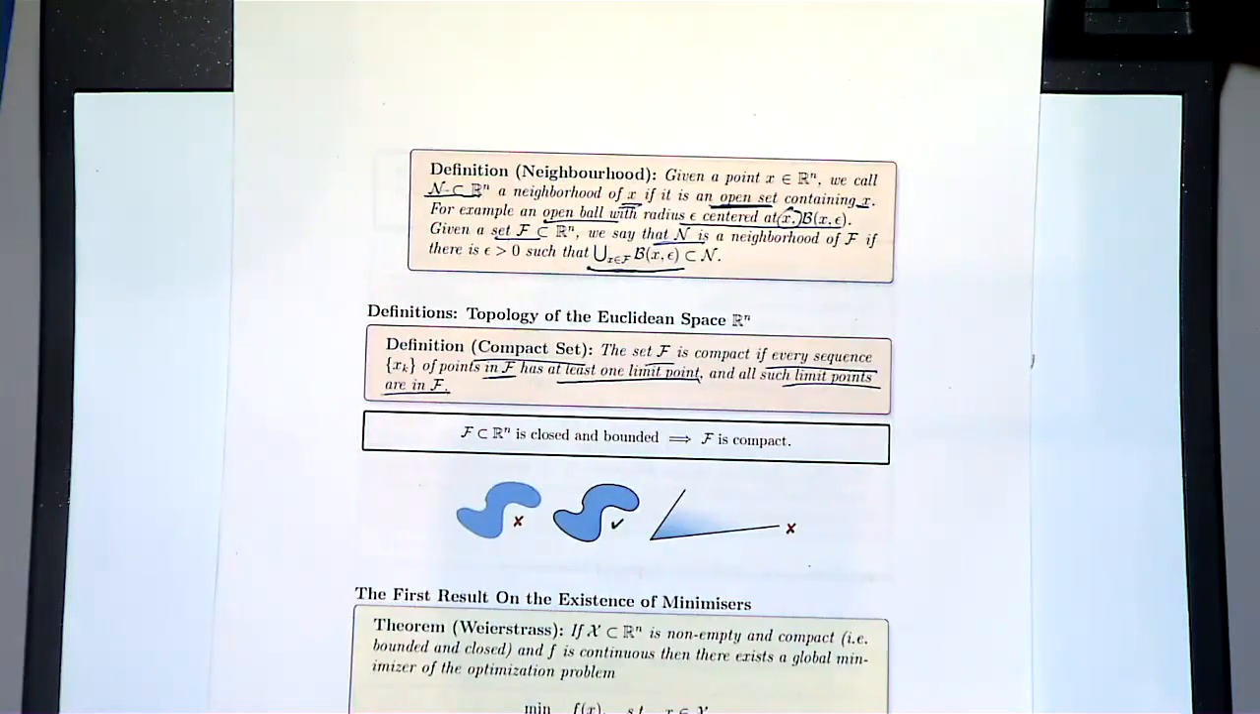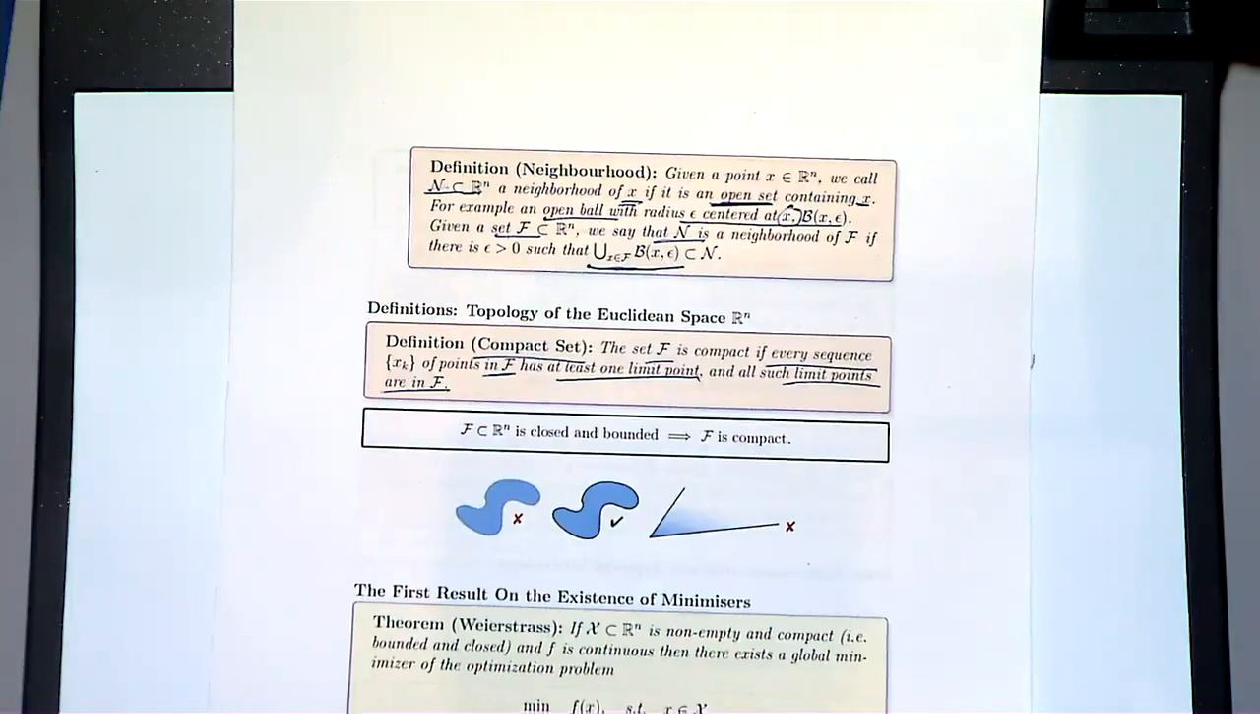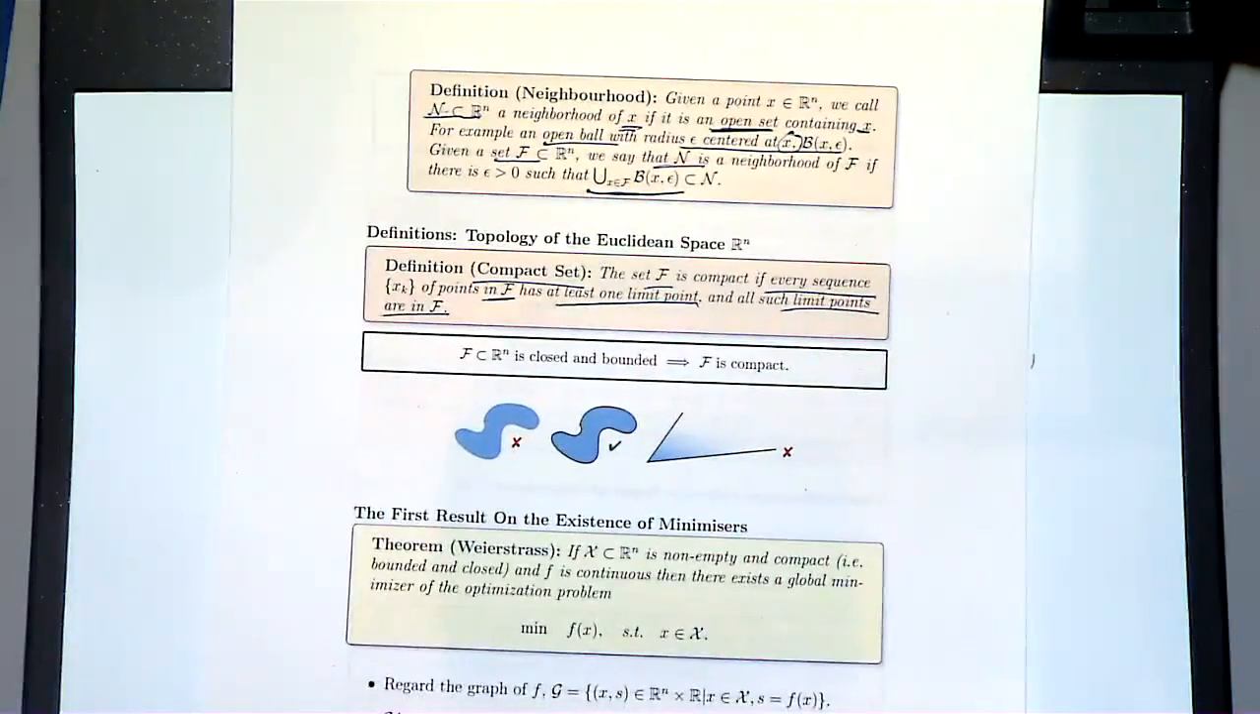For example, in this setup, this is not compact because it's not closed. This is compact because it's closed and bounded. This guy is not compact. Even though it is closed, it's not bounded. All right.